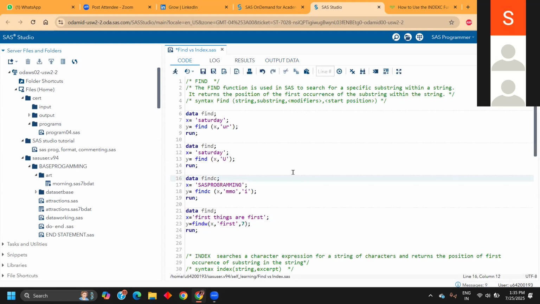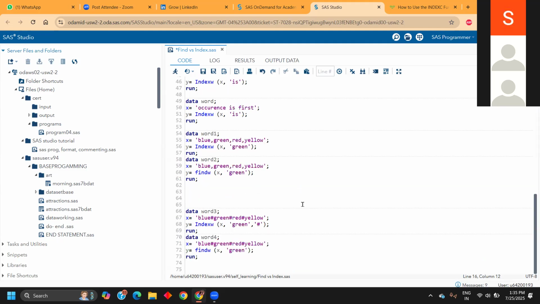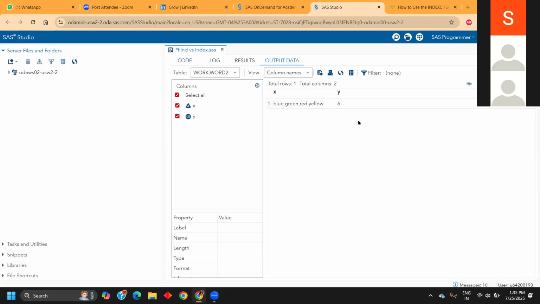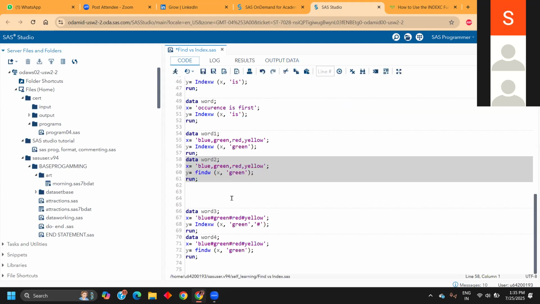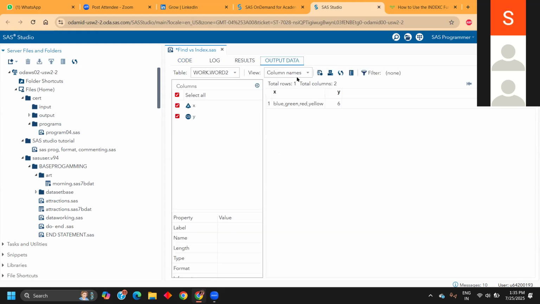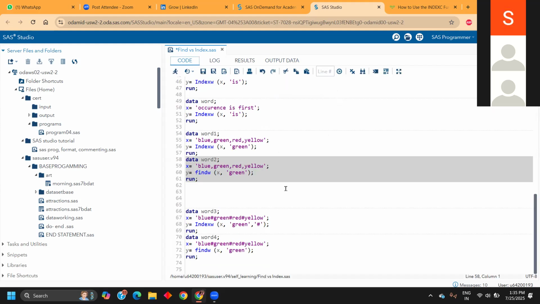So this is for the FIND and FINDC functions. Now FINDW. I compared INDEXW and FINDW also. The advantage is, with FINDW, if I don't give the delimiter also, I got the output. But the same thing is not working if I give a different delimiter.